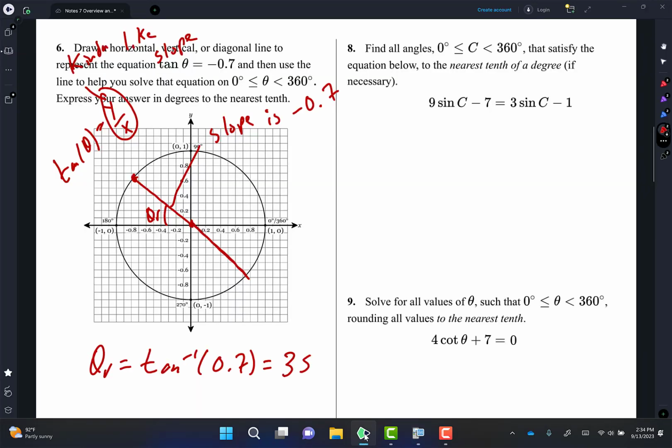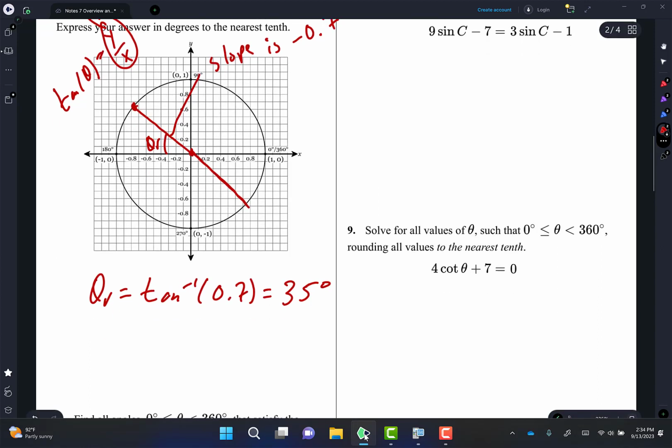So 35 degrees. Now remember, I'm in quadrant 2. So what do I do with that 35 degrees to find my first angle? So no, not add it to 90. Subtract it from 180. So 180 minus 35 degrees. So what's that? 145, I think.